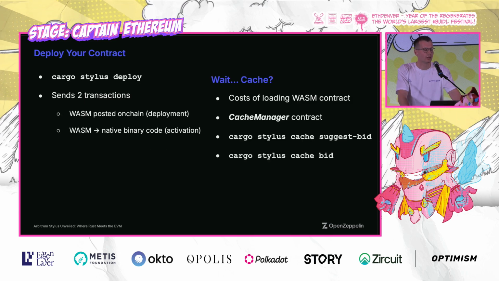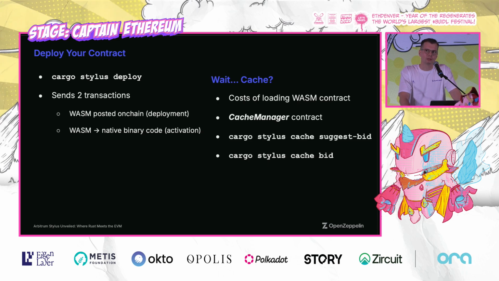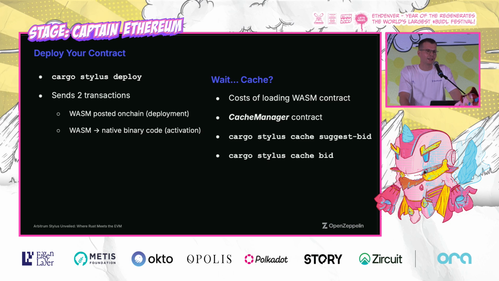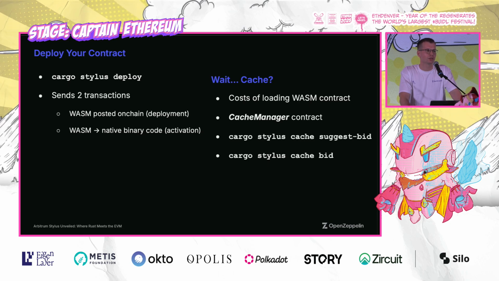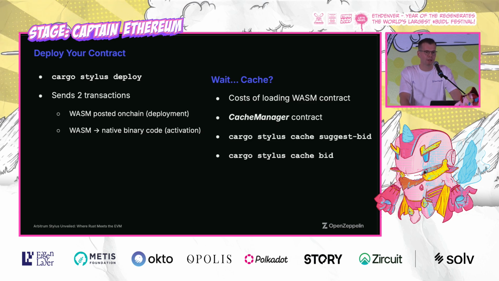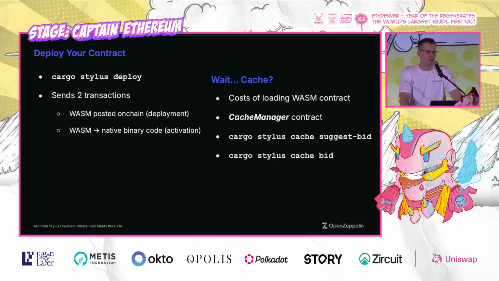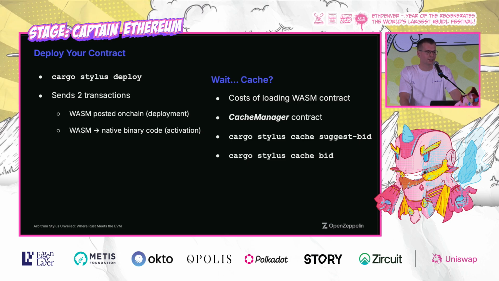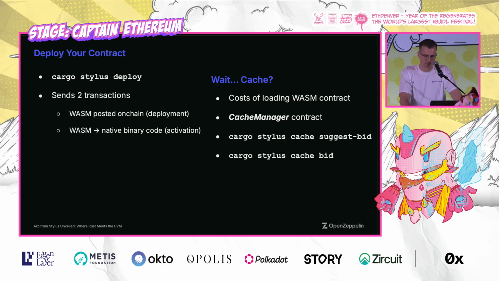Okay, so we have our contract ready to deploy. So let's deploy it. For deployment, we can use the Cargo Stylus tool. During the deployment command, it sends two transactions to the Arbitrum chain. The first one, called deployment, just posts WASM on-chain. The second one, called activation, does some operation on the WASM binary.